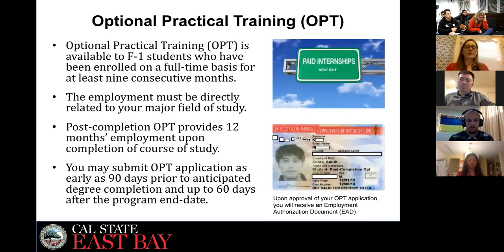You're allowed to submit your OPT application as early as 90 days before your expected graduation and up to 60 days after the program end date. And you can see the picture on the right. There's what's called an employment authorization document. It's a card that you would get in the mail once you're approved. At the bottom of it, it's got dates on it, valid from, and the card expires. So when you apply for OPT, you set a start date when you'd want to begin, and then you're eligible to be in the US and working anytime during those periods.